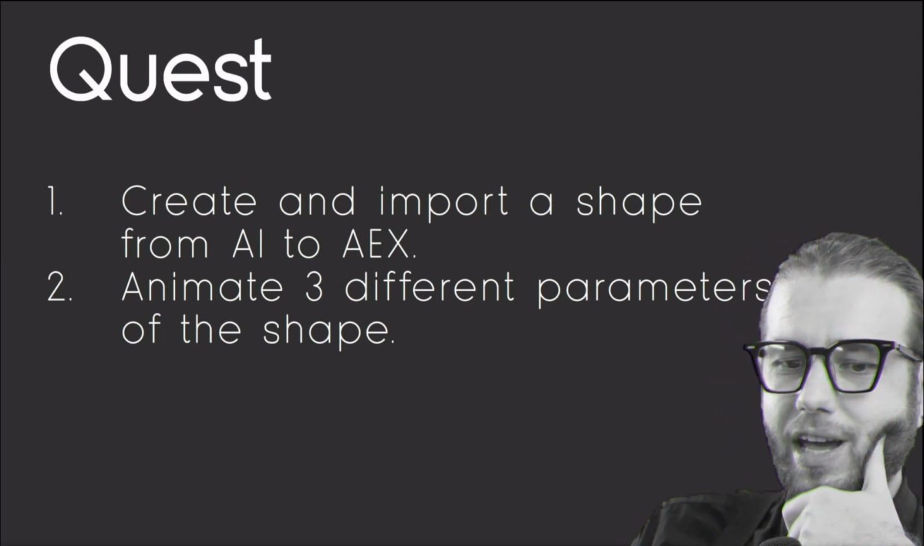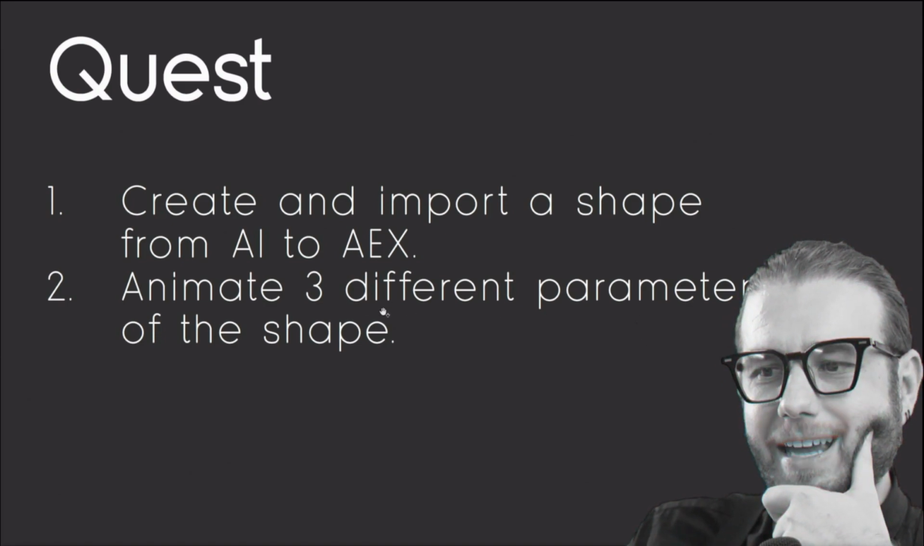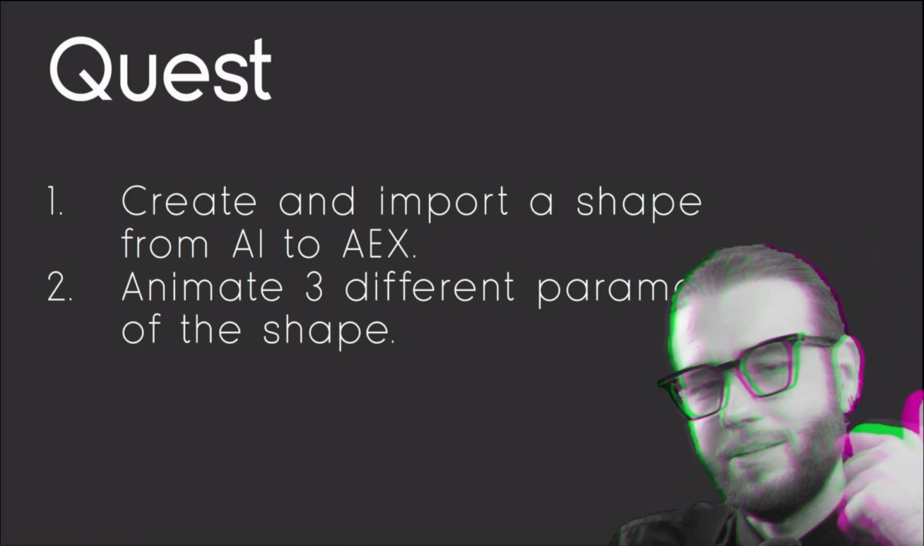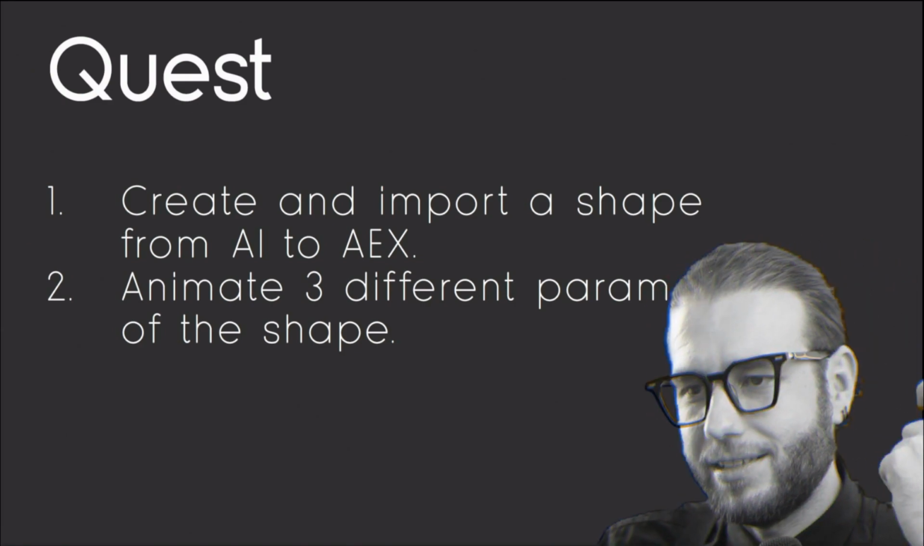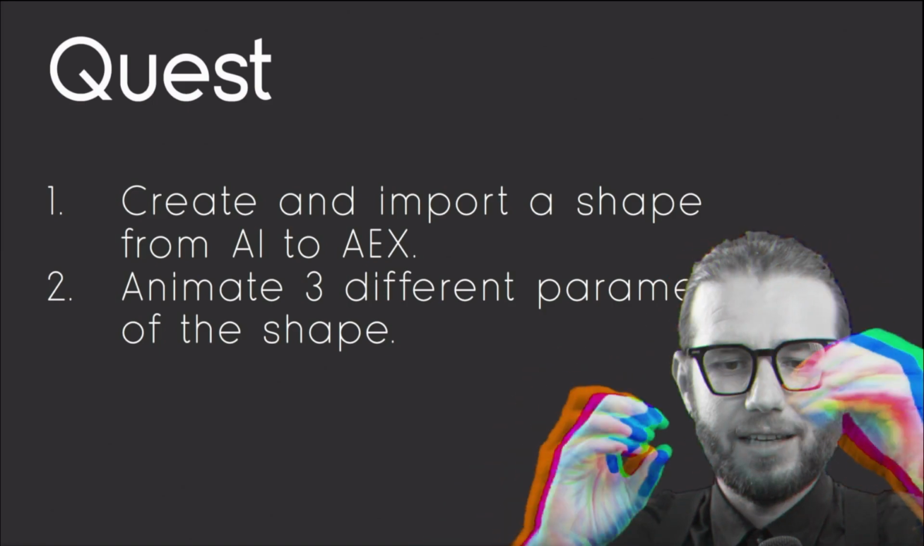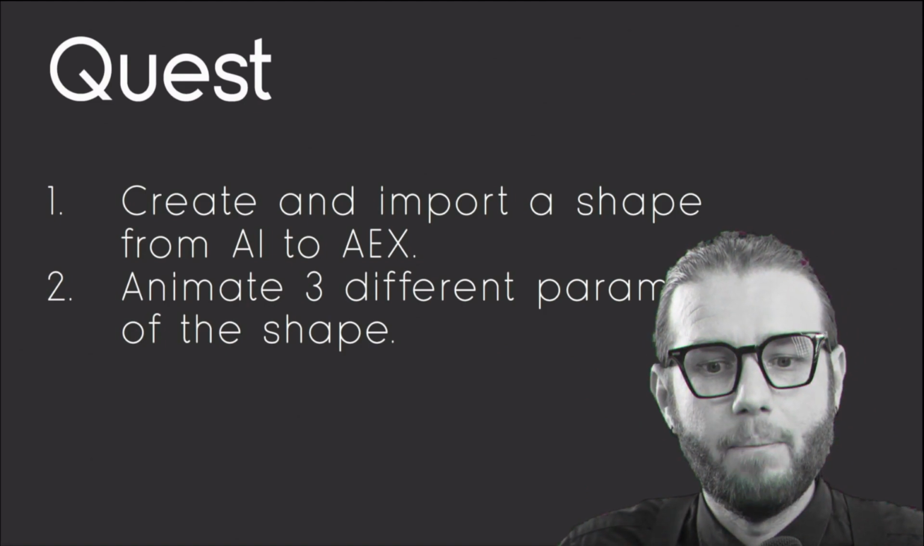And then if you have the shape in a new composition in After Effects, animate 3 different parameters of the shape. You can animate the position, the opacity, the scale, and so on. Get used to placing keyframes, moving them around to start creating interesting motion.